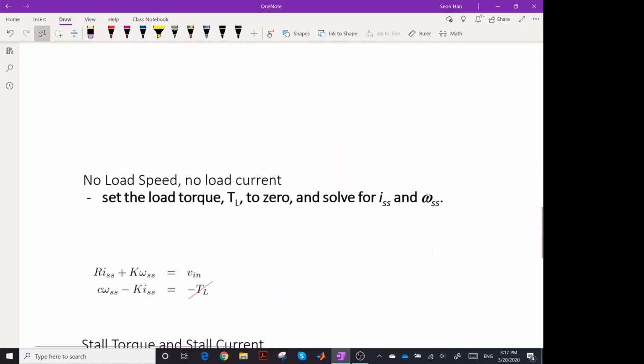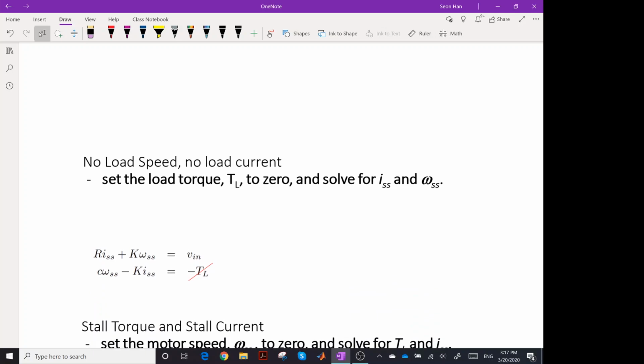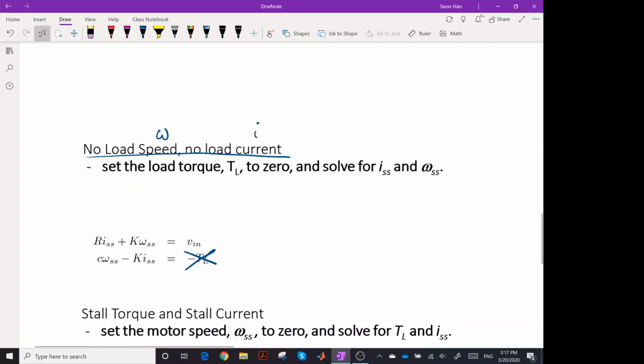So when somebody says, okay, find the no load speed and the no load current, what that means is that this is the value of the speed, omega, and the current when what? The load torque is equal to zero. Okay, this term will disappear. So what are we doing? We're trying to solve for what are the unknowns?